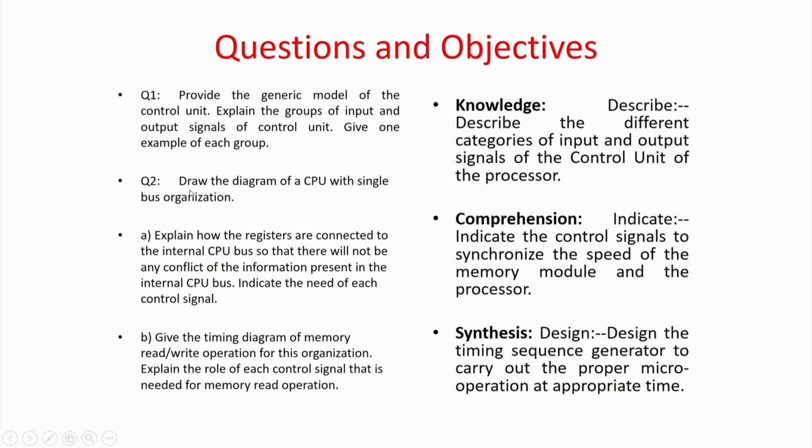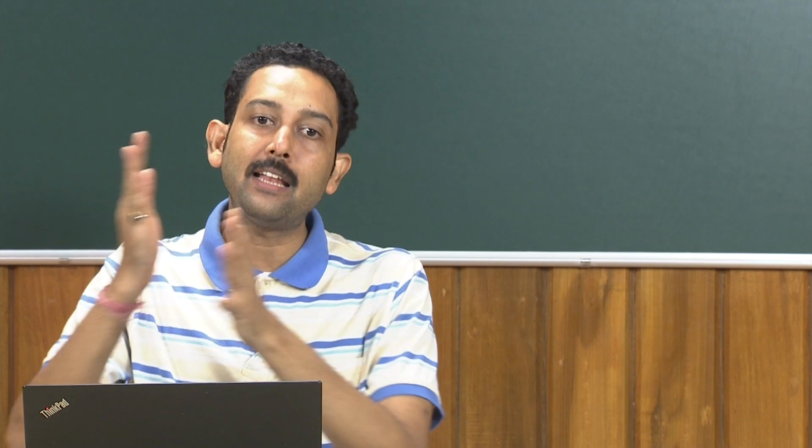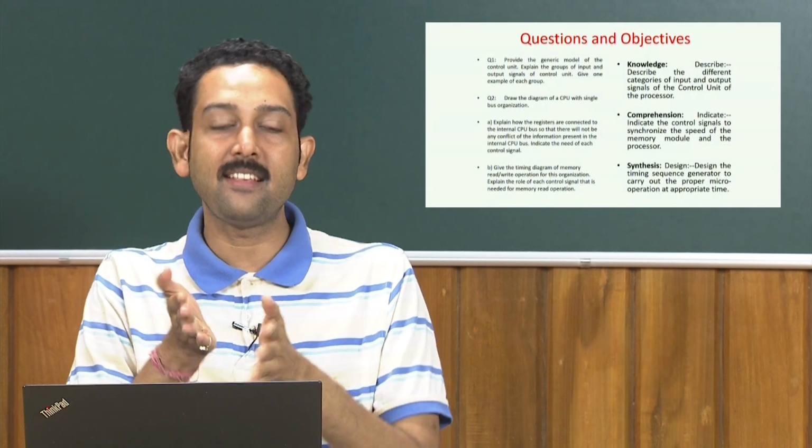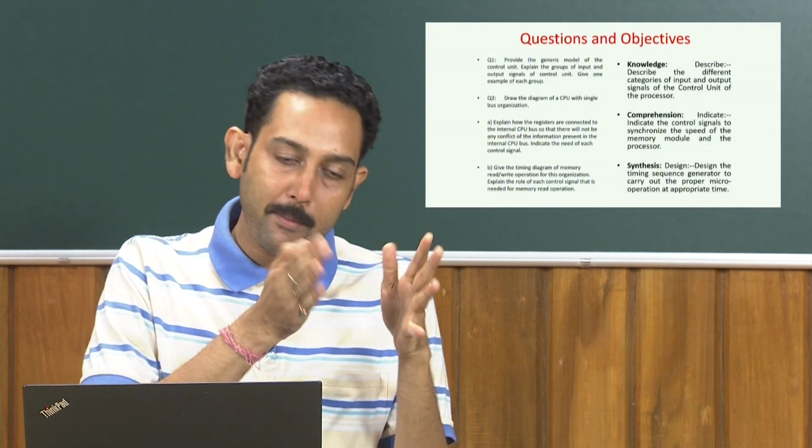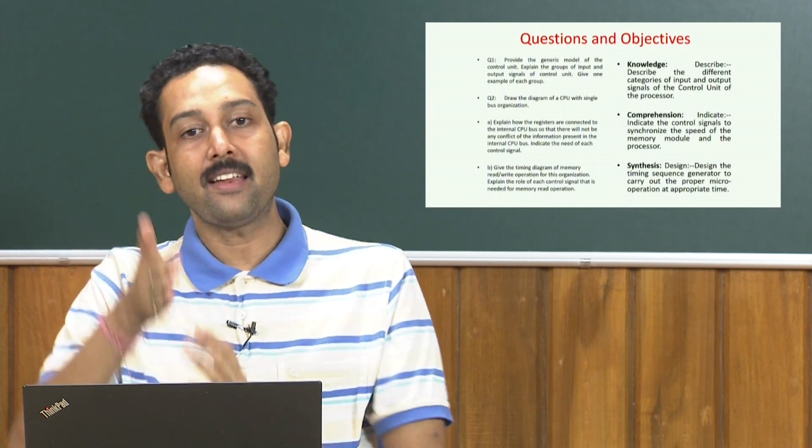If I ask you to draw a CPU with a single bus organization, this will satisfy the next two objectives. In question 2, we have some parts: how registers are connected to the CPU, how signals move there, and how they are synchronized in time. If you are able to design a single bus CPU, you can explain how data moves from register to register, and register to memory, and how they are all synchronized with time. As we have said, everything happens at the positive edge of a clock. So even if I have changed signals like R in or out, or the memory data register to in, they will all take effect in the next coming edge.